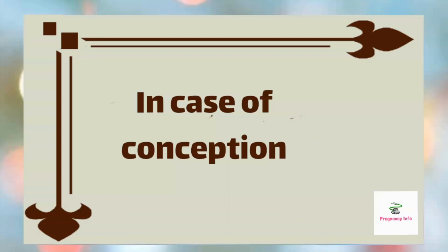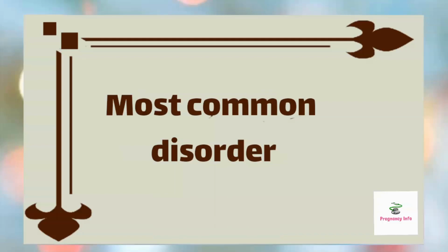If conception occurs during any menstruation cycle, the corpus luteum doesn't lose its ability to function and continues to secrete estrogen and progesterone, allowing the embryo to implant in the lining of the womb or uterus and form a placenta. At this point, development of the fetus begins.